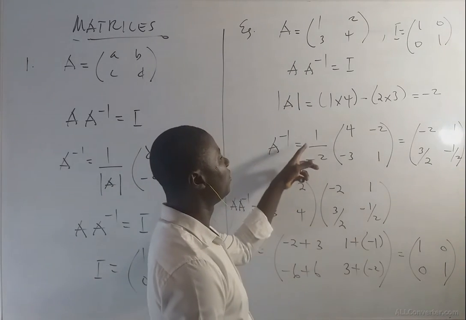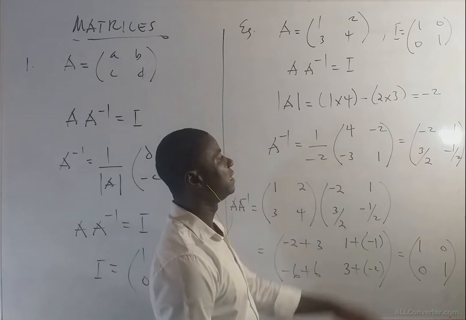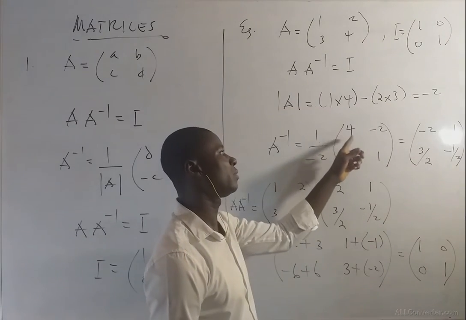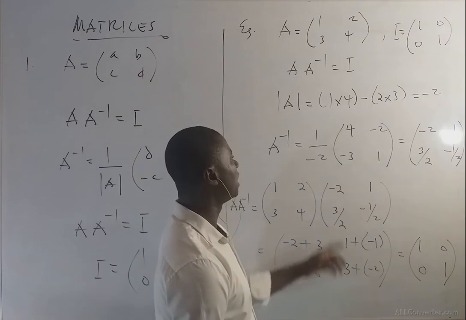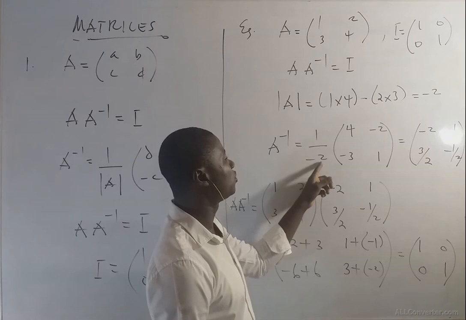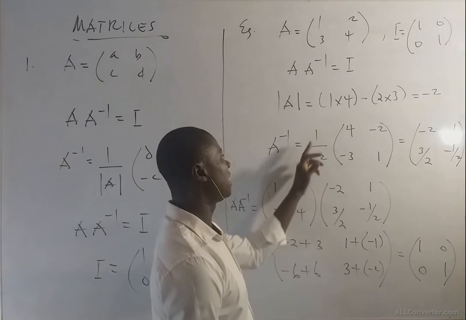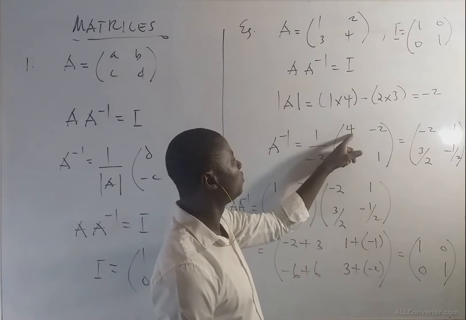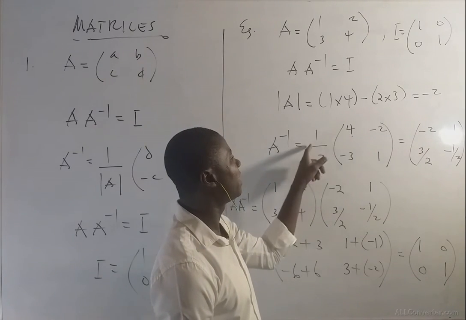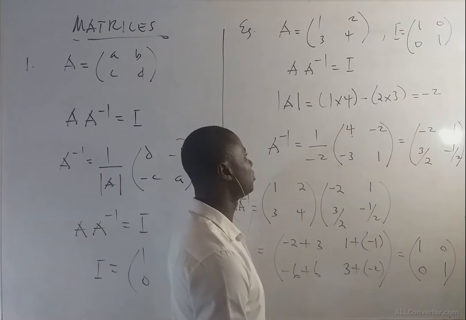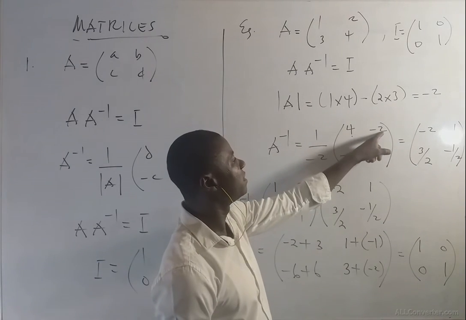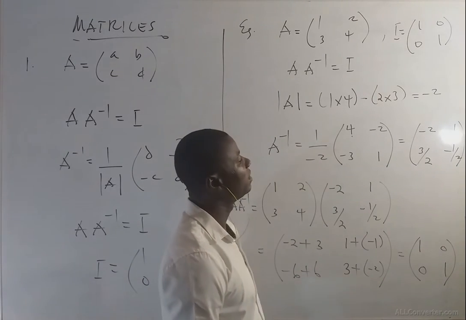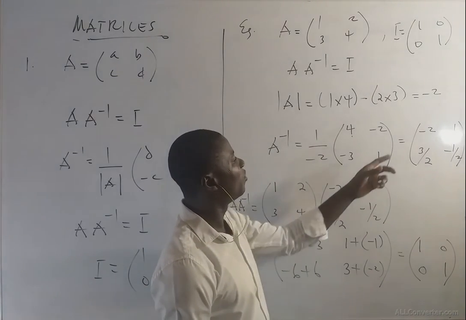And now we have the scalar multiplying the 2 by 2 matrix. And anytime you have a scalar multiplying a matrix, the scalar will multiply all the elements of the matrix. And so 1 on minus 2 is the same as minus half. And minus half times 4 will give us minus 2. The reason is 2 goes into 4 2 times. And so we have minus 1 times 2, and that's why we are getting the minus 2. The minus half times minus 2 will also give us 1, because the negative will take care of the negative. And therefore, we have 1.